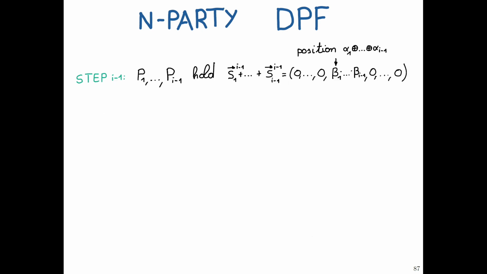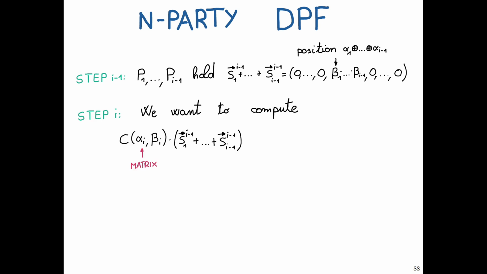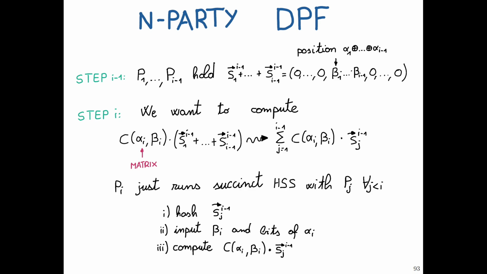Then now in the i-th step, from step i-1, we have these secret shares for the i-1 parties. And we want to do this permutation and multiplication operation on the combination of the truth table. Because it's linear, it's the same as applying it to each share individually and then combining the outputs. So we can do the hashing and inputting scheme same as before.